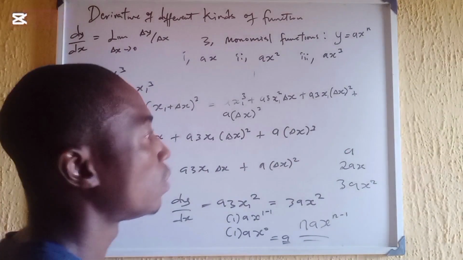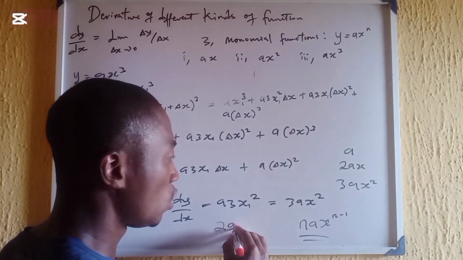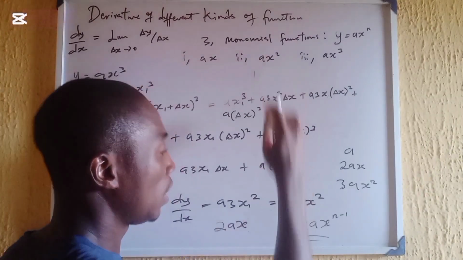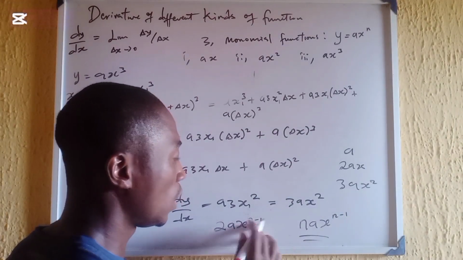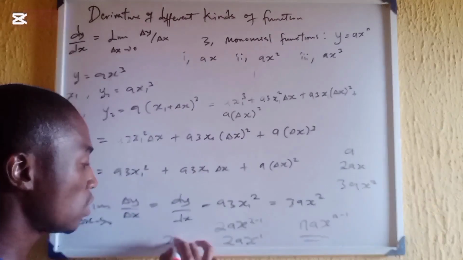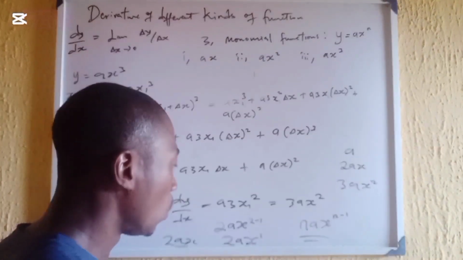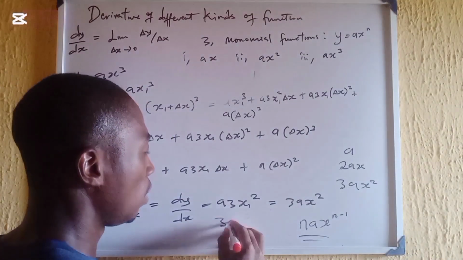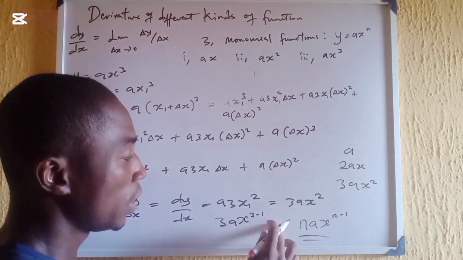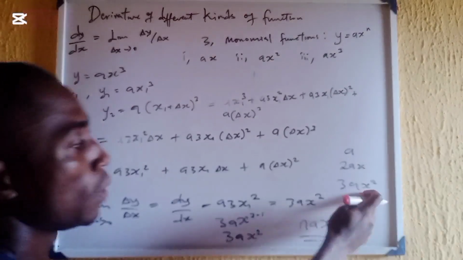Then for the second one, we had 2, and that's our n. What do we say? 2 into a, then we have x. We said n minus 1. So what's our n here? Our n is 2, so 2 minus 1. That gives us 1. So we're having 2ax to the power 1, and that's the same thing as 2ax. So here we have it. Then for the third one, our n is 3. So we write 3, write a, then we write x to the power 3 minus what? 1. 3 minus 1 is 2. That gives us 3a x to the power 2. That's what we have here.